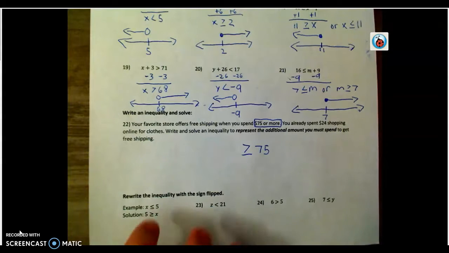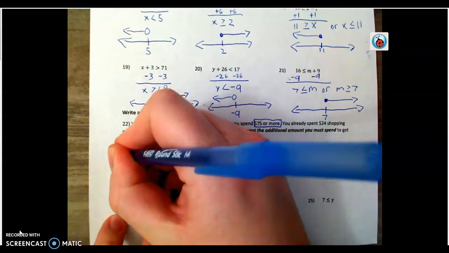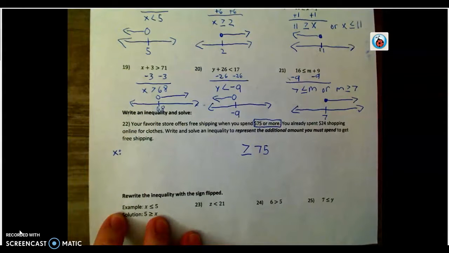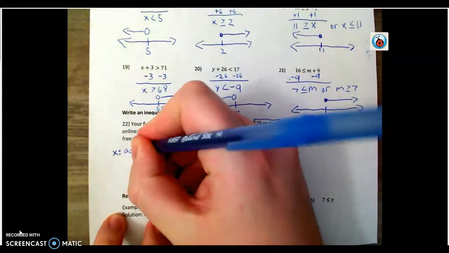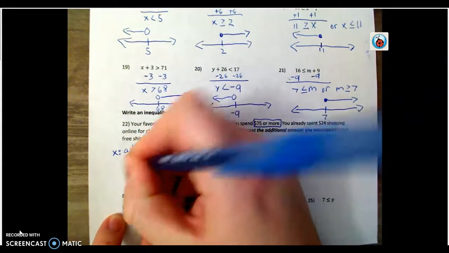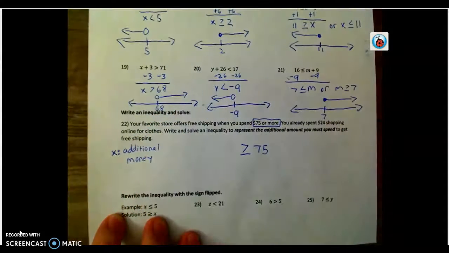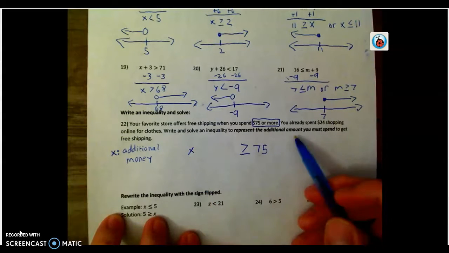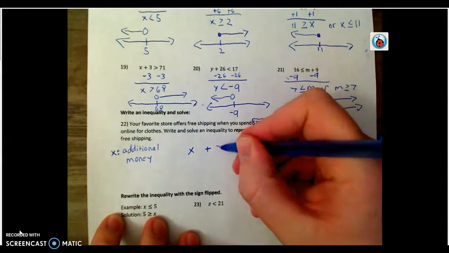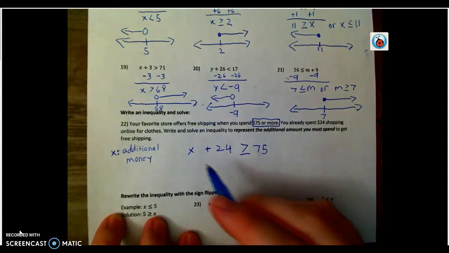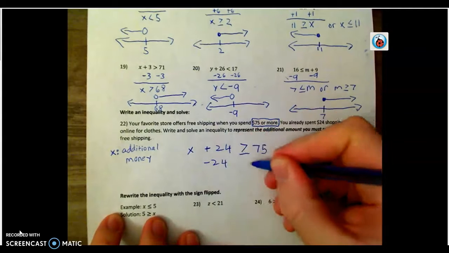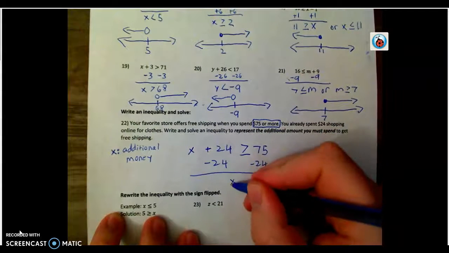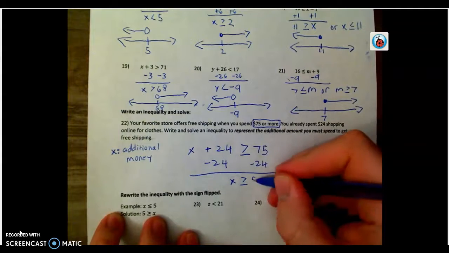All right. Well, if we need to do that, we need to define what x is. So x is going to be the additional money you need to spend. So if x is the additional money we need to spend, on top of x, I already spent $24, so it would be plus 24. X plus 24 is greater than or equal to 75. We can subtract 24 from both sides and get x is greater than or equal to $51.